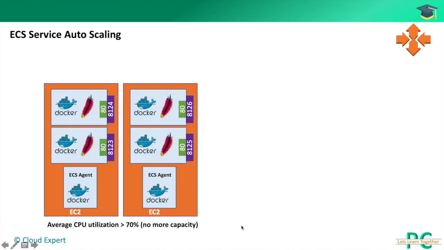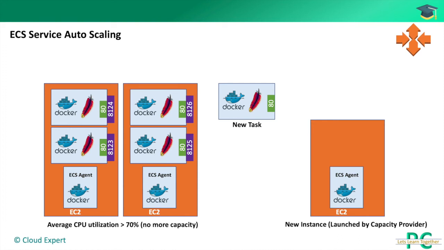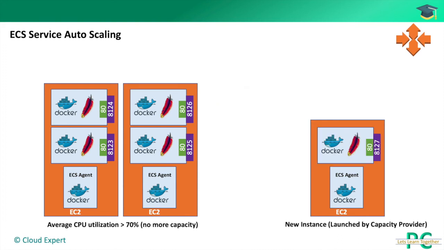Now, if I go back to my previous example, we saw when my CPU utilization was more than 70%, as per the scaling strategy, there should be one new task, but in my current cluster, there was no provision to place this task. Now, if I have an ECS cluster capacity provider, what it will do? It will launch a new instance and place the task on that new instance.